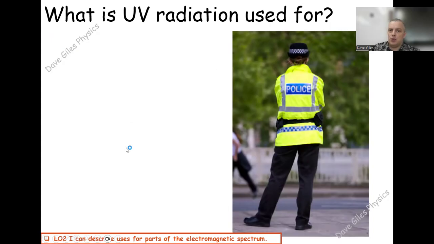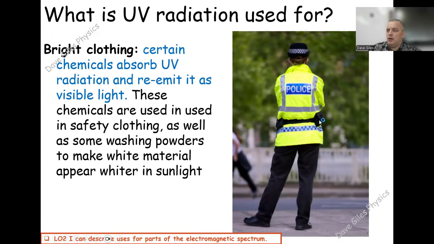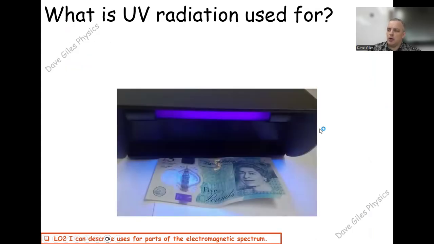So one place it's used for is fluorescent clothing. So here's an example of a police officer. Certain chemicals absorb ultraviolet radiation, which our eyes cannot see, and then re-emit it as visible light. These chemicals are also used in safety clothing, as well as some washing powders to make white material appear whiter under sunlight. Some countries also use it in their money.